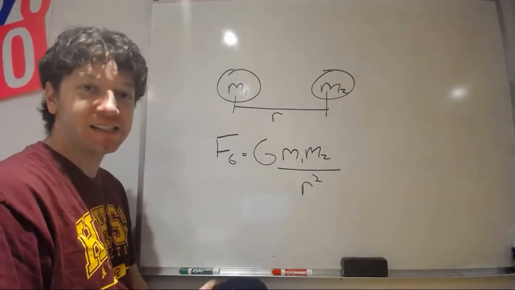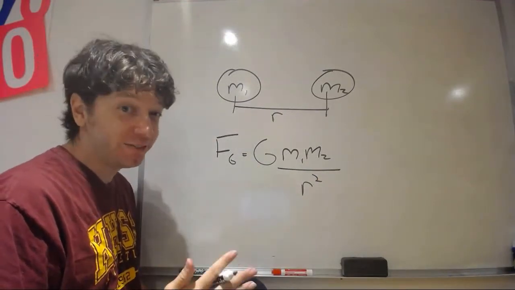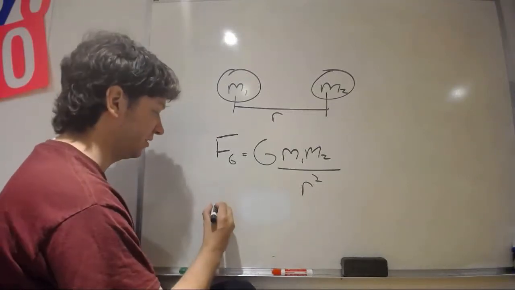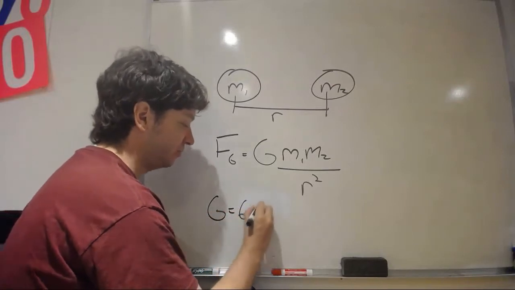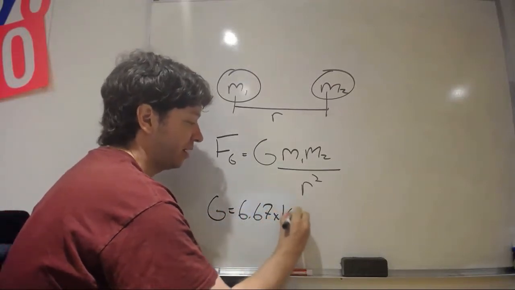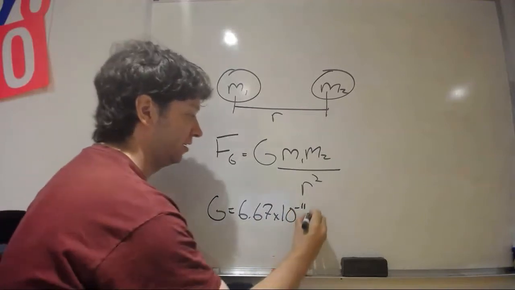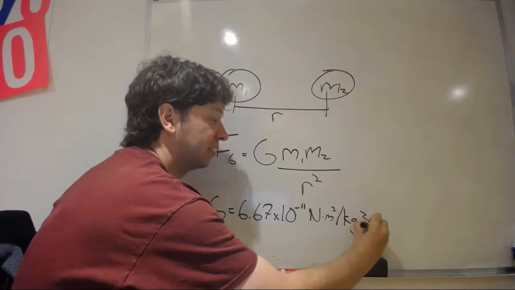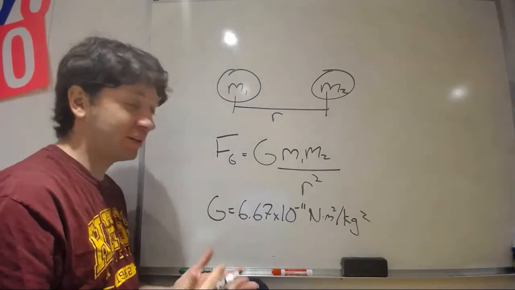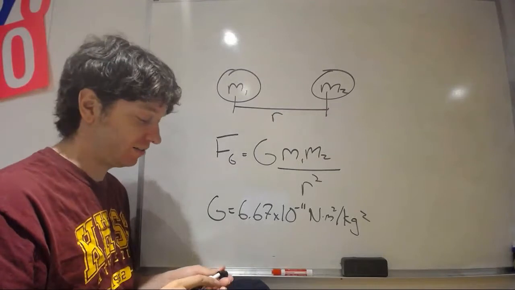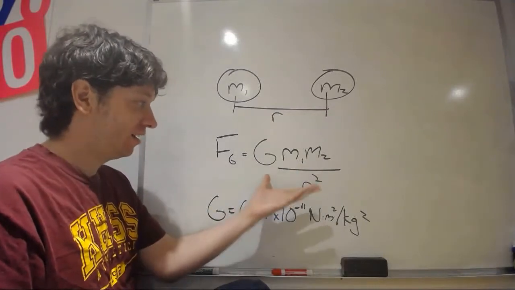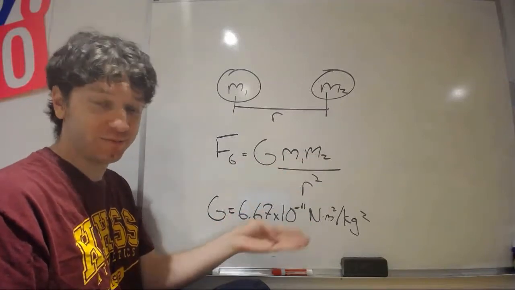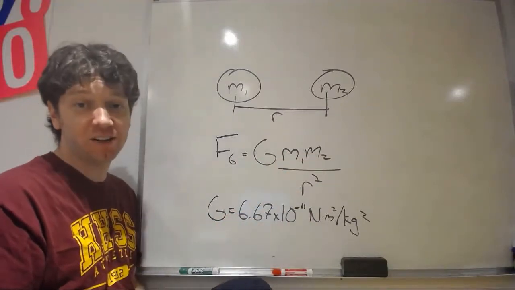So G is a constant. It's different from little g though. Capital G is the universal gravitational constant, and it equals 6.67 times 10 to the minus 11 Newton meters squared per kilogram squared. So yeah, the units don't really make sense, but they're there because it's a proportionality constant. We want to create units of Newton if we input kilograms per meter squared. And that's the proportionality constant that's required.